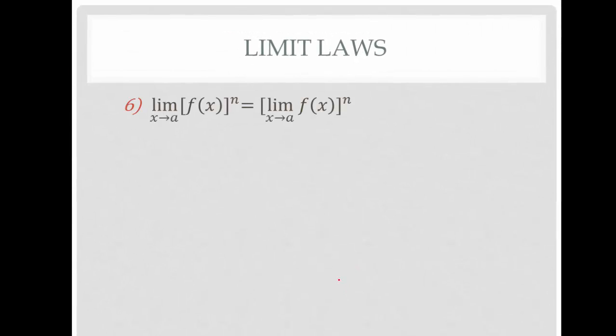The next set. Number 6 says the limit as x approaches a on a function raised to an nth power is equal to the limit as x approaches a of the function, that limit of the function raised to the same power. And again, the difference between the left side and the right side.